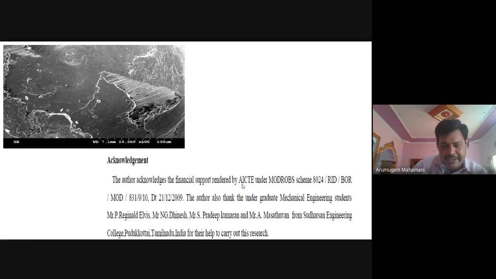And this work I acknowledge. I got MODROBS funding while working in Sudharsan Engineering College, 2009. Through MODROBS we obtained the surface roughness and some of the machining response instruments. I also acknowledge the students Elvis and Dinesh, who did this work.